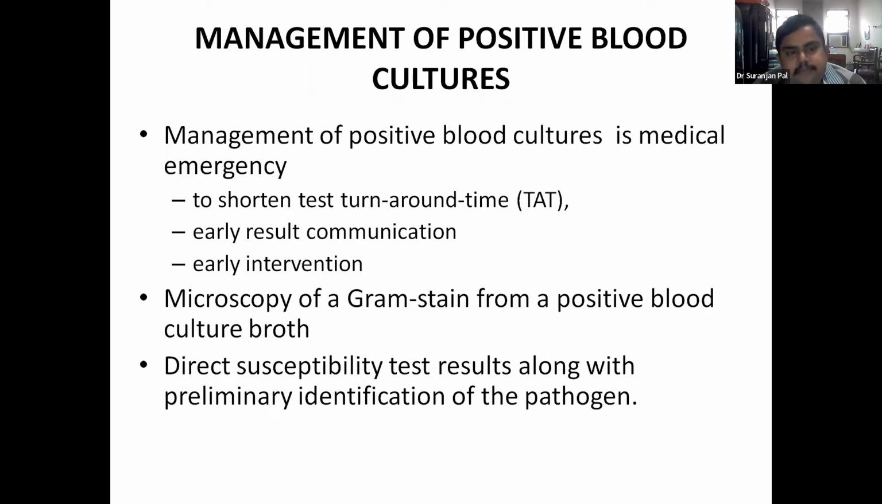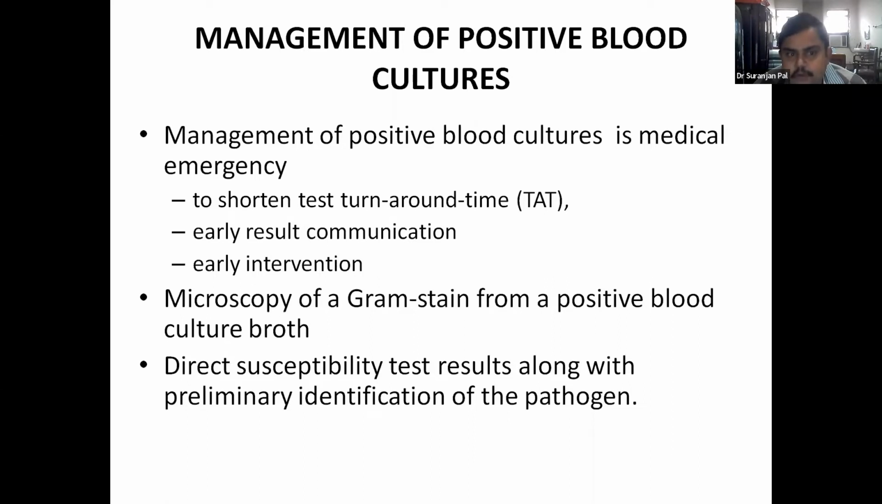Management of positive blood cultures is a medical emergency. It shortens the turnaround time, with early result communication and early intervention, because the turnaround time is a very important indicator of the diagnostic efficacy of a lab, because time is important for life saving as well as limb saving.